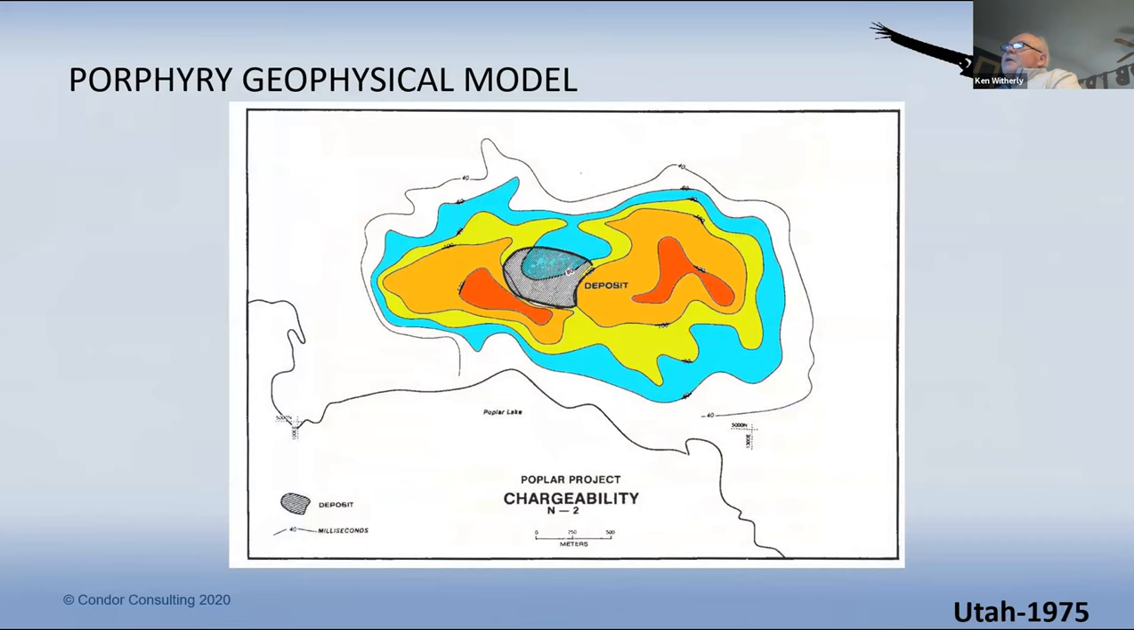Here's another one from 1975. This is from British Columbia, work that the company I worked for at the time, Utah, which became BHP about 10 years later, did. They're an excellent example of the copper deposit sitting in the center and the pyrite halos around the edges. So we had the observations, but we weren't really articulating it very well.